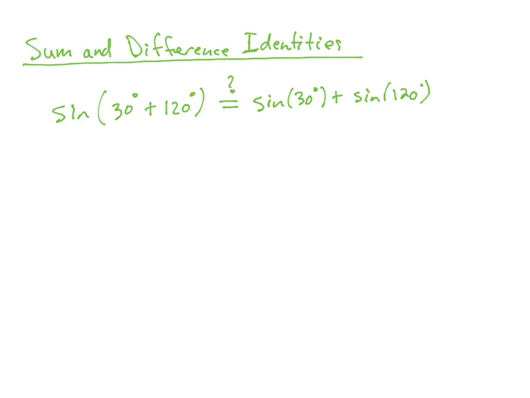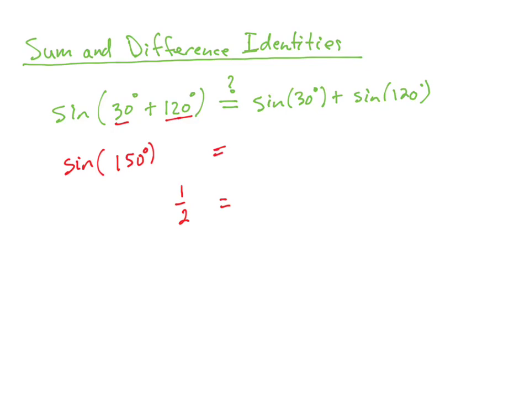Well, let's just simplify the left and right hand side to see what we end up with. On the left hand side, I'm going to add the two angles inside the parentheses, inside the argument. So 30 degrees plus 120 degrees is 150 degrees. Sine of 150 degrees, that's in quadrant 2. Sine is positive in quadrant 2. We're going to end up with 1/2.